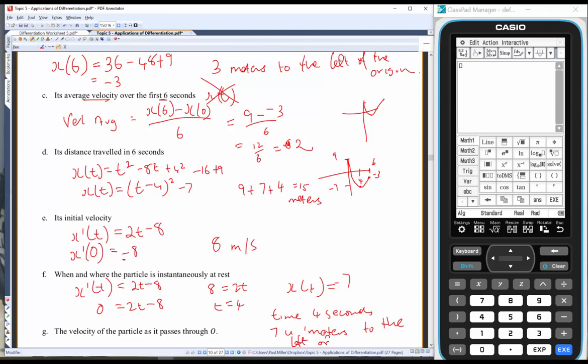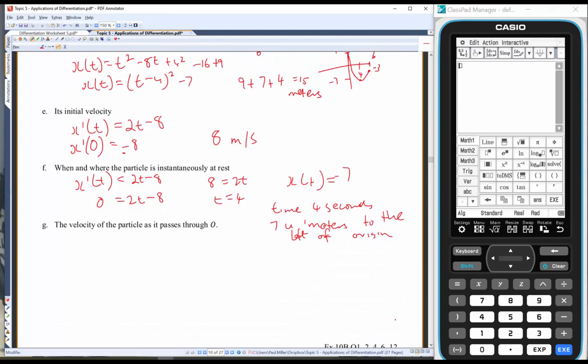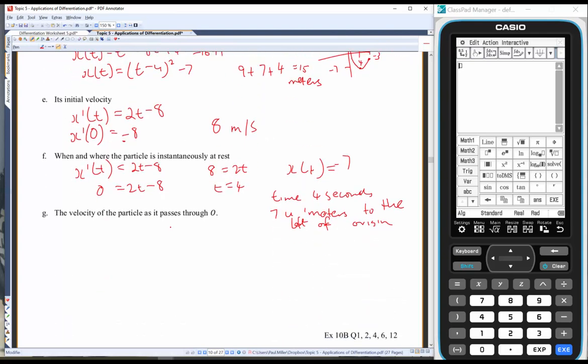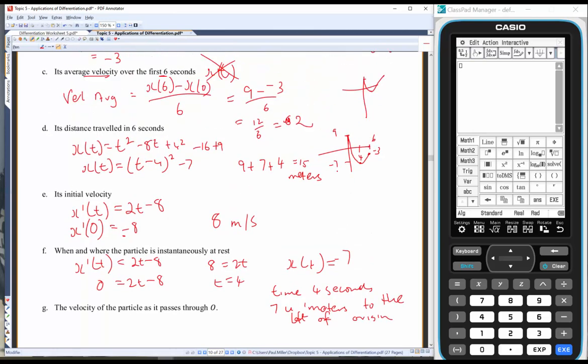of the origin. The velocity of the particle as it passes through the origin. Okay, so we're going to get 2 points here. We're going to get 1 and 2.